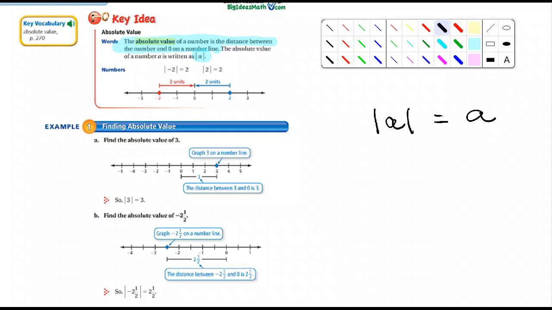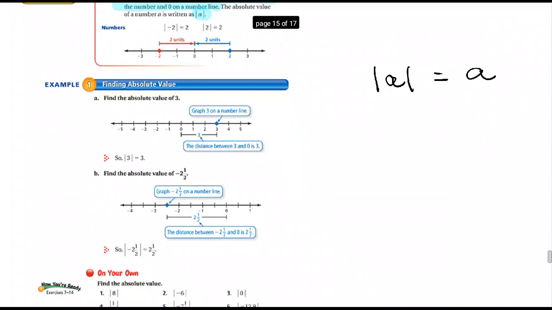Here they've got another example. It says the absolute value of negative 2 is 2. The absolute value of 2 is 2. And again, as I emphasized a few minutes ago, absolute value is always positive. In example 1 here, it says find the absolute value of 3. Mr. Laboutier, what is the absolute value of 3? 3. It's 3 because it's 3 from 0 on the number line.